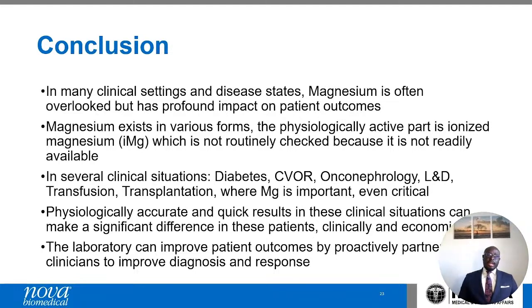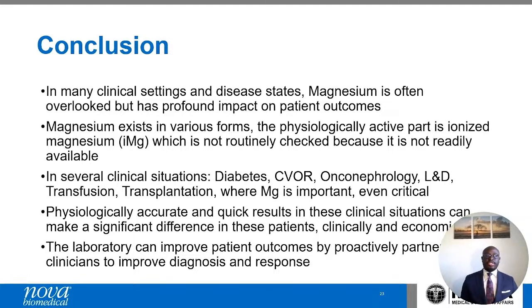In conclusion, in many clinical settings and disease states, magnesium is often overlooked but has a profound impact on patient outcomes. Magnesium exists in various forms. The physiologically active part is ionized magnesium, but this is not routinely checked because it's not readily available. There are not many devices out there that can test for ionized magnesium. However, there are a few, and testing the physiologically active part is considered a more reliable indication of the real magnesium status of the body.